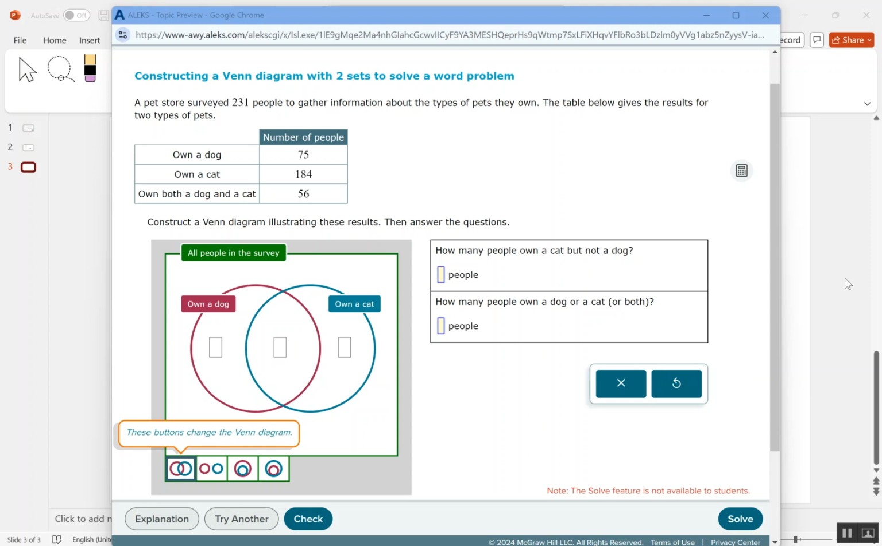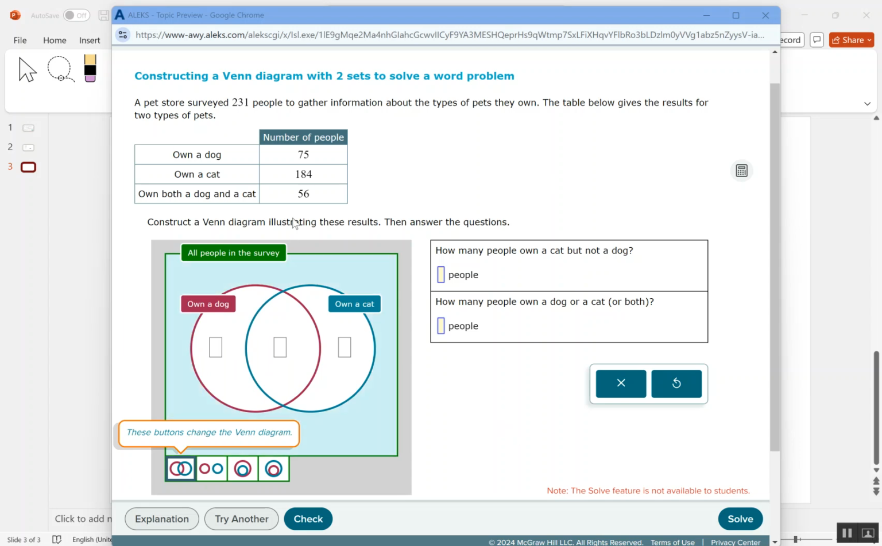Everybody. Here's an example of some of these Venn diagrams where I talked about how it's easier to work from the inside out. So what is this exercise? We've got this pet store. There were 231 people altogether. They gathered information about the pets, and we found out that 75 people had a dog, 184 had a cat, and 56 people had both a cat and a dog, and we need to fill this Venn diagram in.